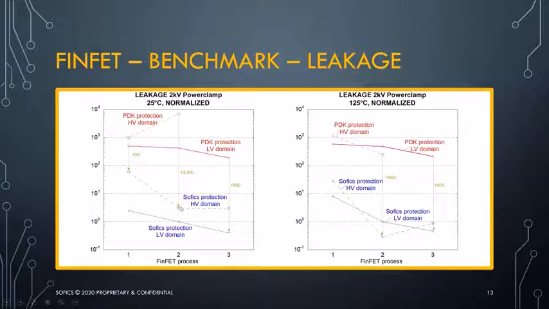And in order to make a fair comparison, we've always looked at a 2 kilovolt clamp, one designed according to the Sofics design guidelines, and the other one according to the PDK. What you can see is for all situations, all nodes, and both a low voltage and high voltage, that there is a distance of about 2 to 3 orders of magnitude between the Sofics solutions and the fair comparison to the PDK solution, both at room temperature and high temperatures.